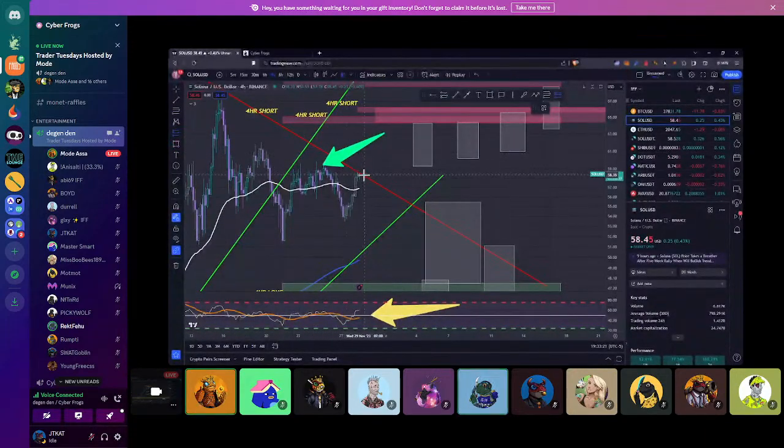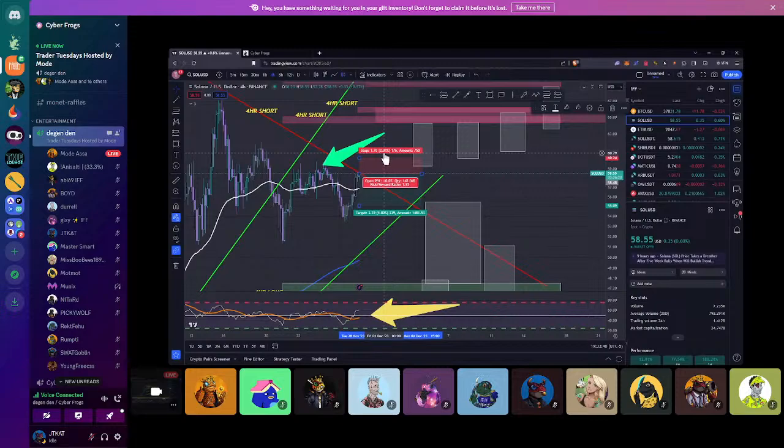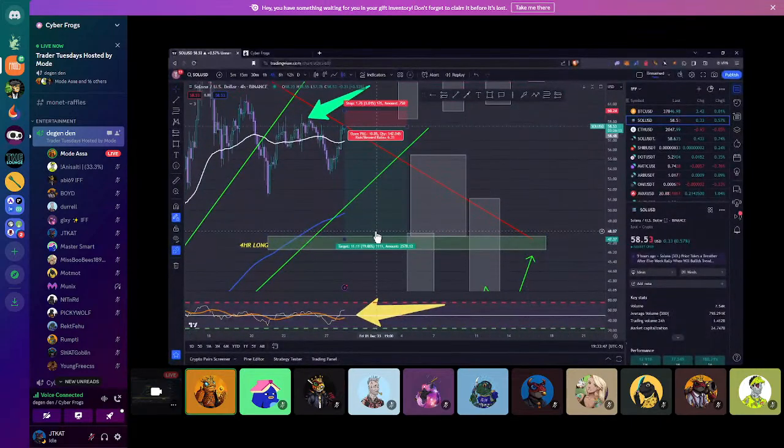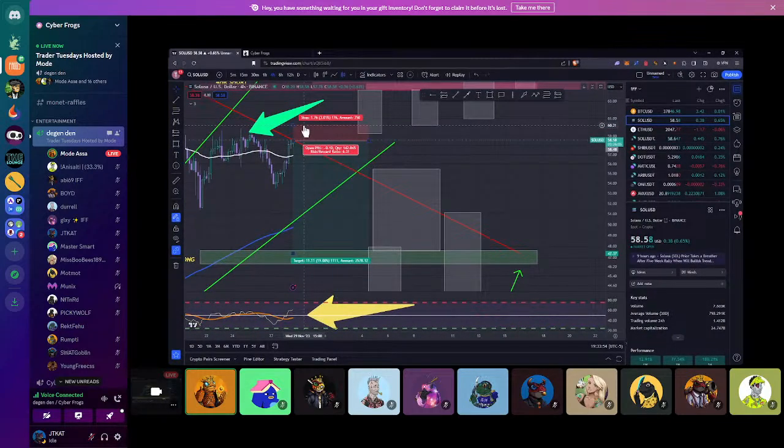What I would say is, if you made an entry here, stop loss above the last high, which was somewhere in here or even up here, you're only looking at a 3% loss, right? Okay. That's a 3% loss compared to a 18 to 19% gain. Right. So we still haven't hit stop loss yet.